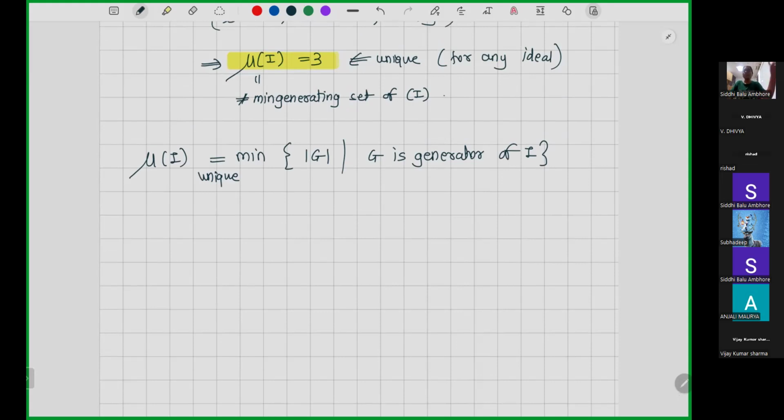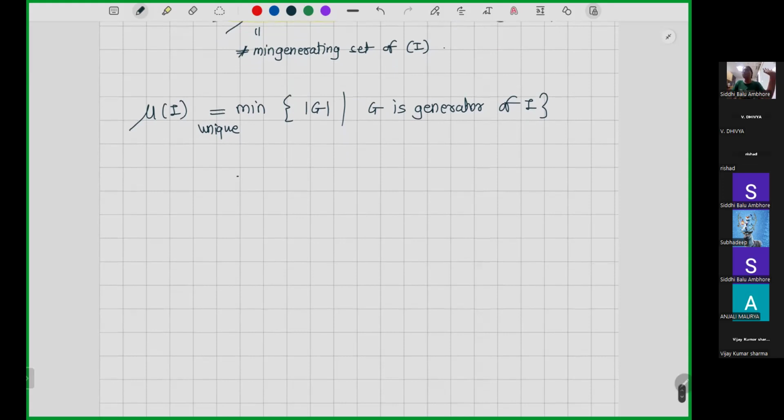Okay, so in the earlier example, the Gröbner basis with respect to graded reverse lexicographic order had 4 elements, lexicographic had 10 elements, but the minimal generating set of that ideal had 3 elements. The cardinality of the minimal generating set is always fixed. This mu I is well defined, but the way you choose the generators depends.